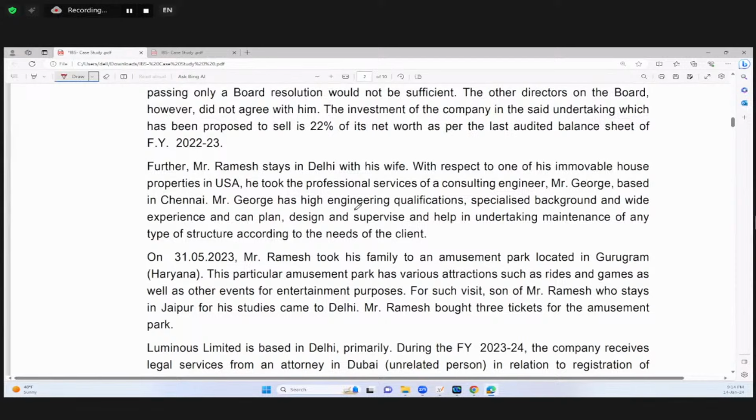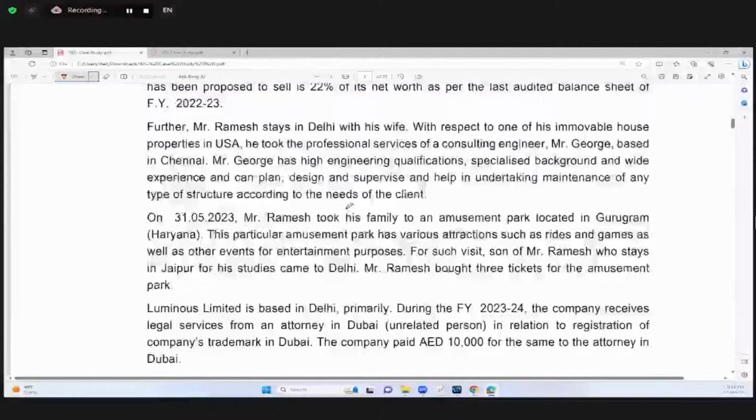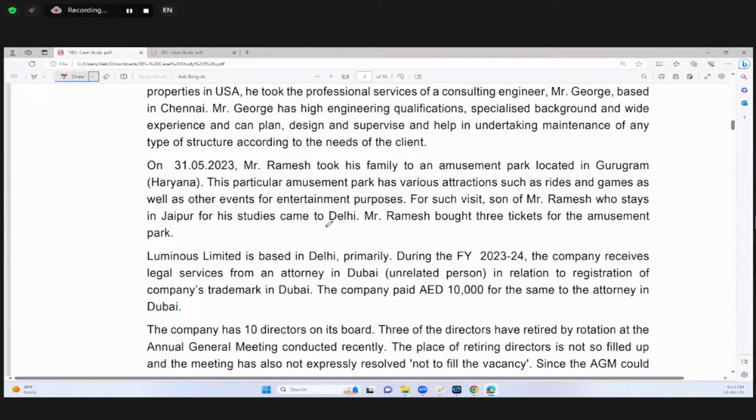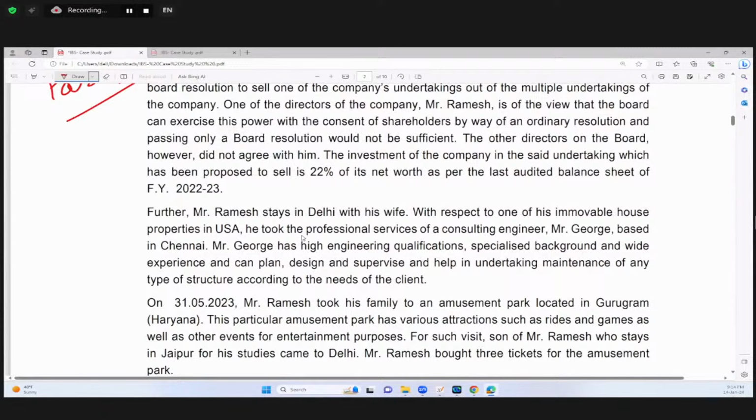On 31 May 2023, Mr. Ramesh took out his family to an amusement park located in Gurugram, Haryana. दिस पर्टिकुलर, ये इसको मैं पैरा 4 दे देता हूँ. देखा मैडम, इसको आप पैरा 4 दे दो. ये जो हाउस प्रॉपर्टी से रिलेटेड पैरा, इसको मैंने पैरा 4 दे दिया फॉर द कन्वीनियंस.